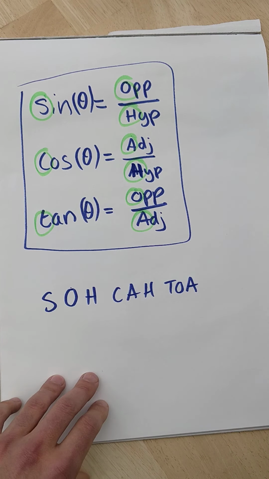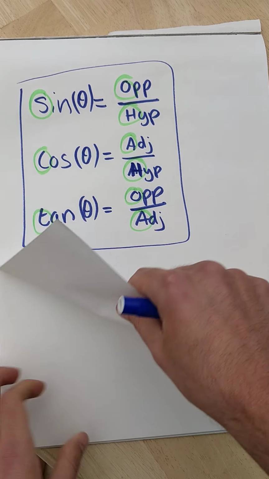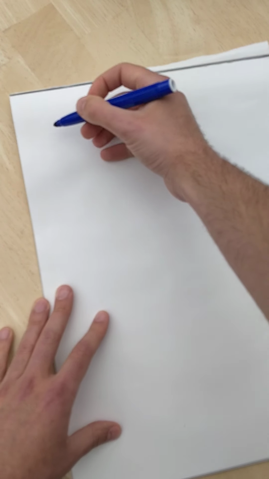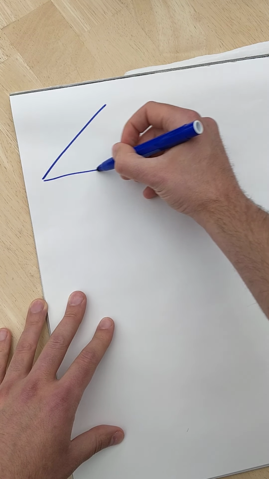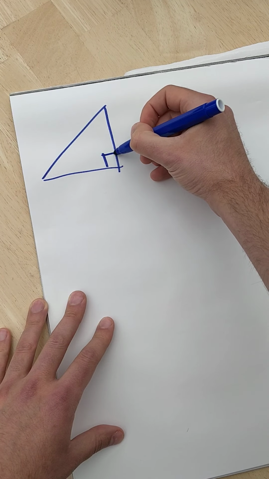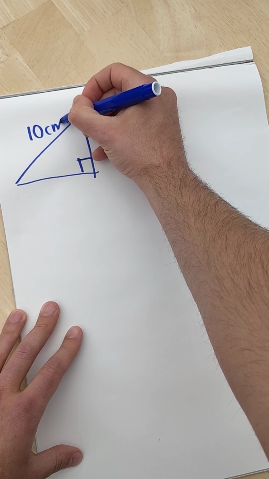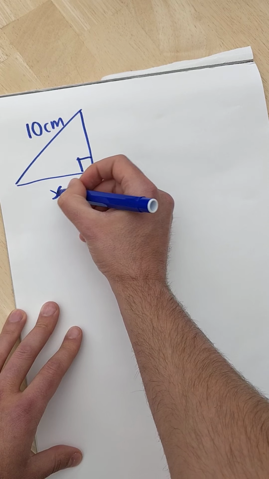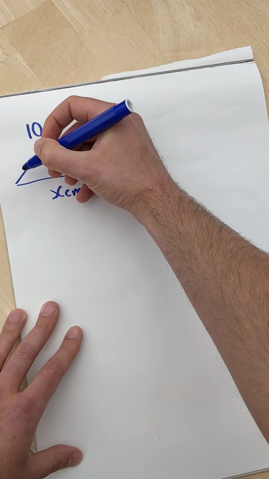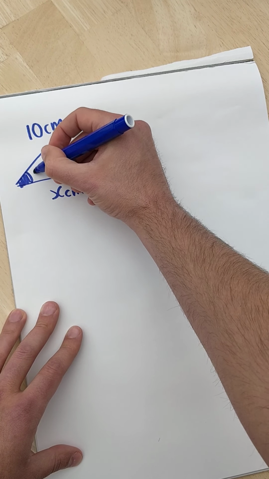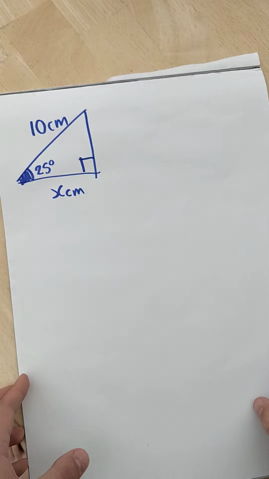So with an example, let's say we had a triangle like so. Let's say this side is 10 centimeters, and I want to find this one out, and this angle right here is 25 degrees.